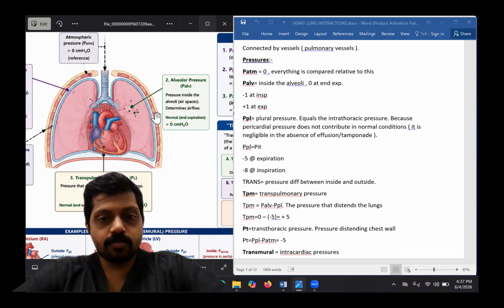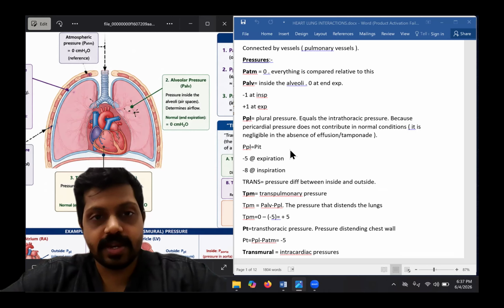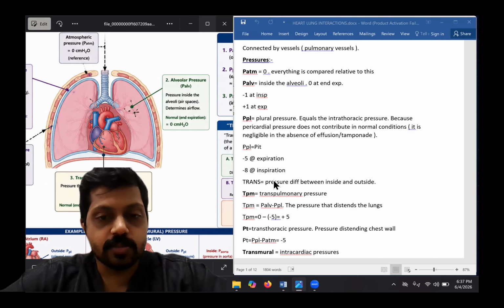This pleural pressure, the pressure inside the pleural cavity surrounding the lungs, is usually -5 at expiration and becomes more negative in inspiration.